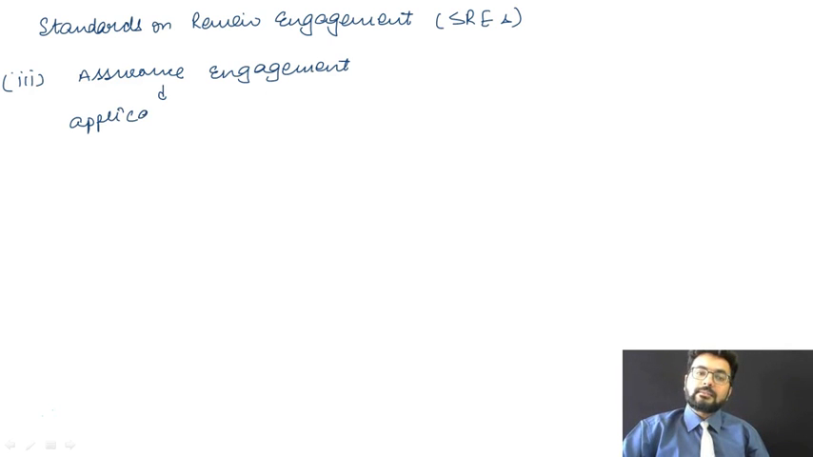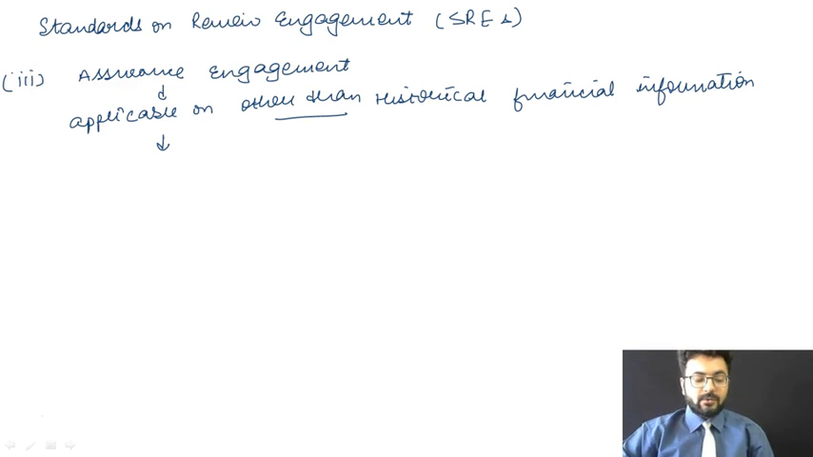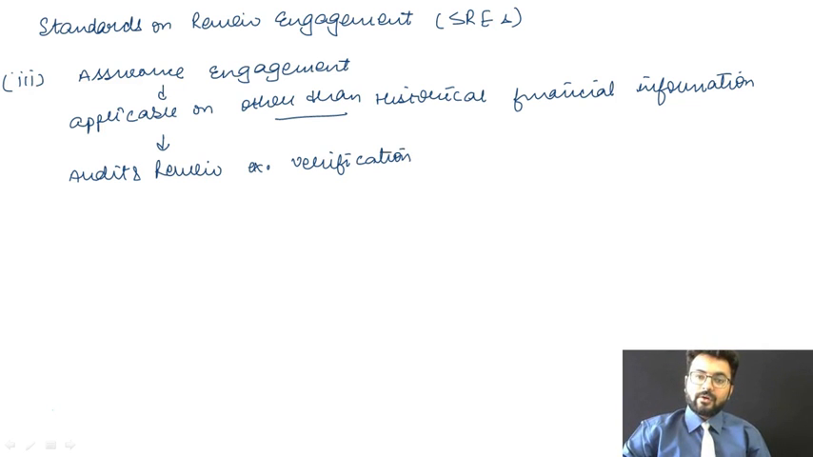Both of the previous two points were applicable on historical information. This is applicable on other than historical financial information. Previously those points were applicable on historical financial information. Now they do have different scenarios, so they are basically applicable on various engagements other than audit. Yes, they do provide some kinds of review things, audit and review. For example, they are going to provide you verification of projects, or they may provide you the forecasts, projections, etc.